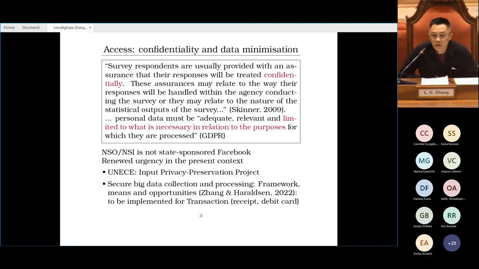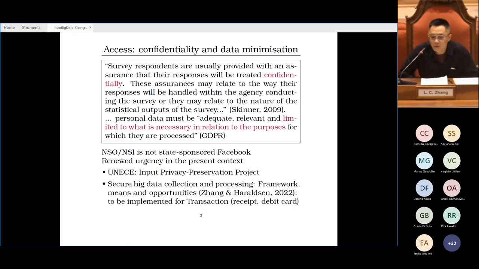The national NSOs or NSIs are not a state-sponsored Facebook. We cannot just go and grab all. We will be resisted. So therefore, we need to put attention on data access. There will be a legal aspect, but we definitely need to do something with privacy control during the collection and processing in order to lower the threshold for acceptance.